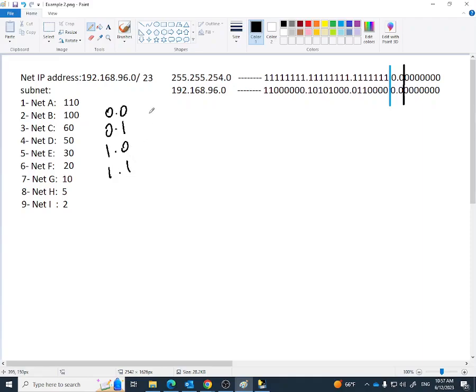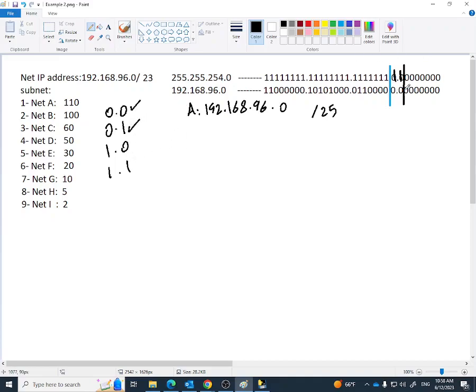So since we're borrowing 2 bits, I can easily come here and put those 2 bits as 1 for the subnet mask, which simply means I'm going to add 2 to the 23, I'm going to get 25. So that's the prefix for network A. Oh, sorry, so let's put it here. Network A is going to have a prefix of 25. Now, since we're using the first one for network A, we're going to keep those 2 here as zeros. So I'm going to get an IP address of 192.168.96.0.